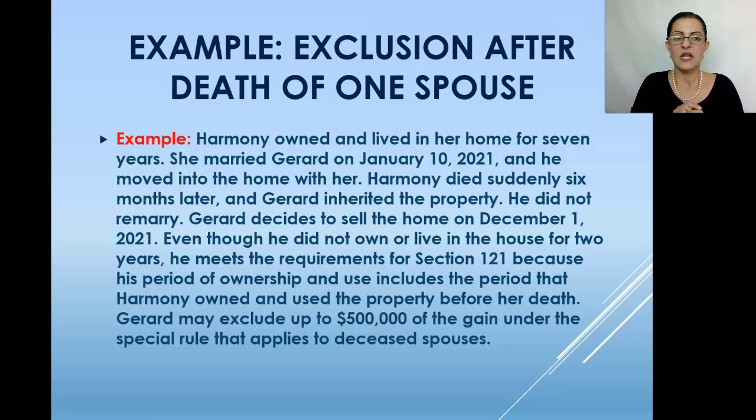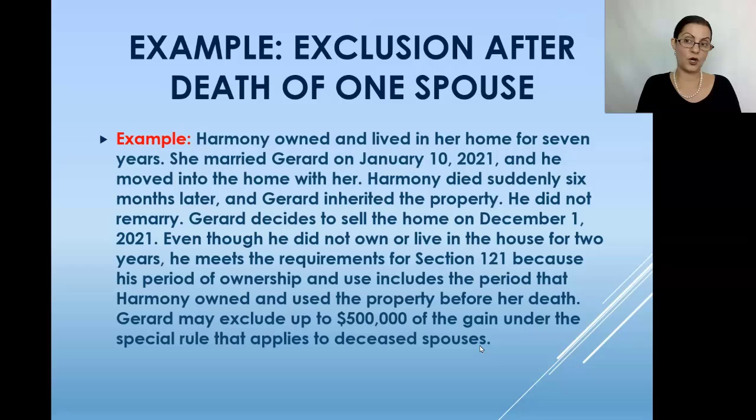However, because his spouse passed away, he meets the requirements for Section 121 because his period of ownership and use includes the period that Harmony owned and used the property before her death. So these special rules apply because one of the spouses passed away. So Harmony died. So her ownership and use period tacks onto him. Harmony owned and used the property before her death for 7 years, as it says here. So Gerard may exclude up to $500,000 of the gain under the special rule that applies to deceased spouses.